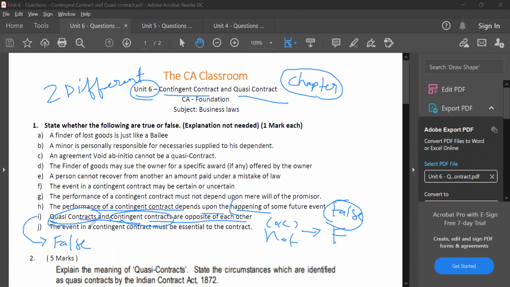Next. The event in a contingent contract must be essential to the contract. Answer. Is it false? Yes, it is false. Look at the wordings. The event in a contingent contract must be collateral. If you see the textbook, it is collateral. It is not essential. Clear, guys? So this is the answer for all the 10 MCQs. Any doubts in any MCQs before I proceed to the next question?